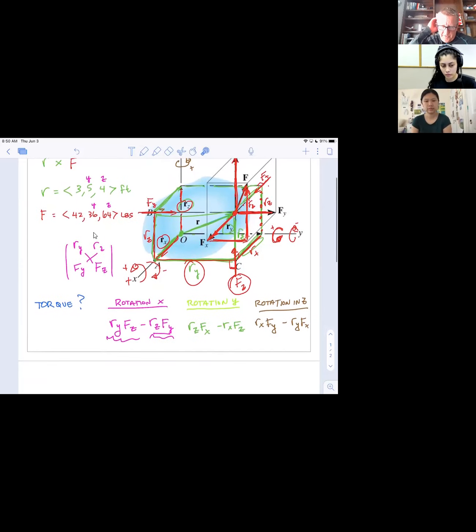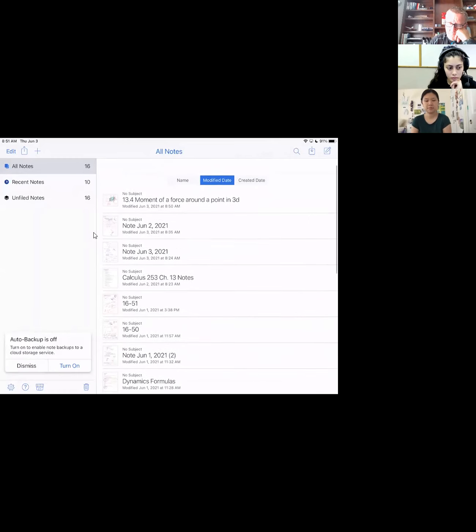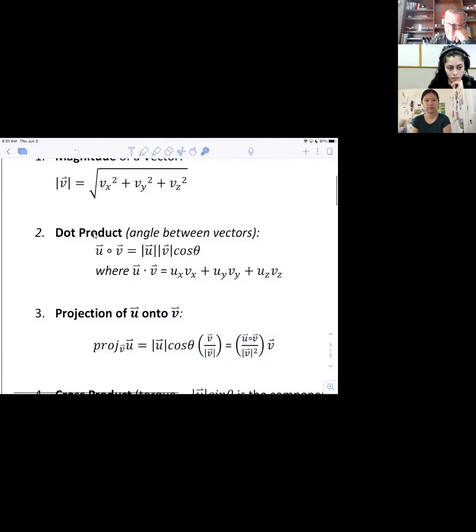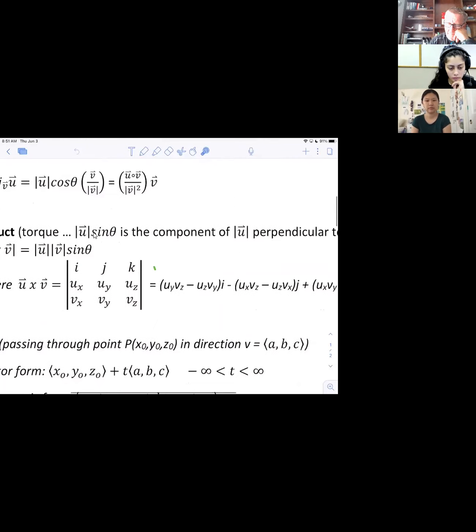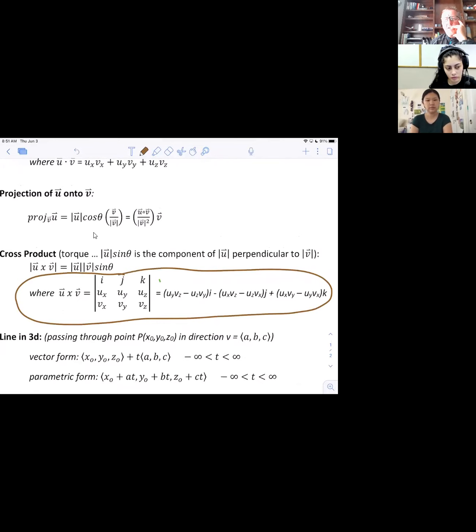So the problem in 3 dimensions, my friends, is that you can't just find one rotation. You've got to find all of them separately. It's like X, Y, and Z are all separate. Notice right here that you just discovered exactly what we just wrote.